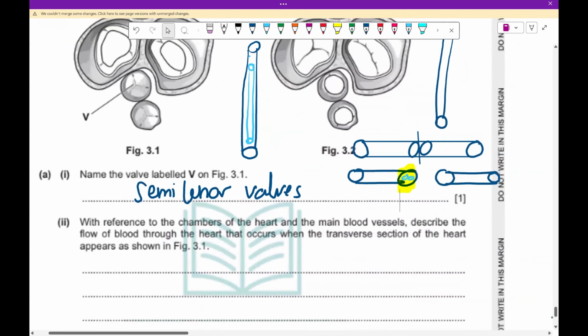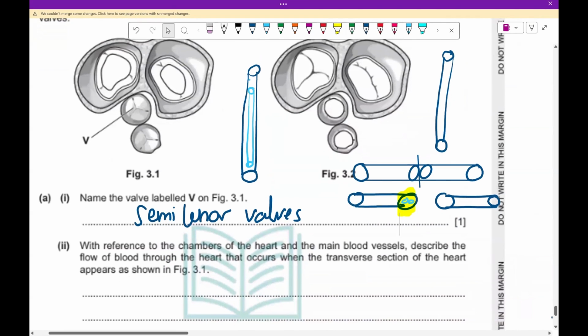With reference to the chambers, okay. So we know that, describe the flow of blood to the heart. The blood flows when the atrioventricular valves are open and the semilunar valves are closed, it is basically diastolic, right? So it flows from the atria to the ventricles.